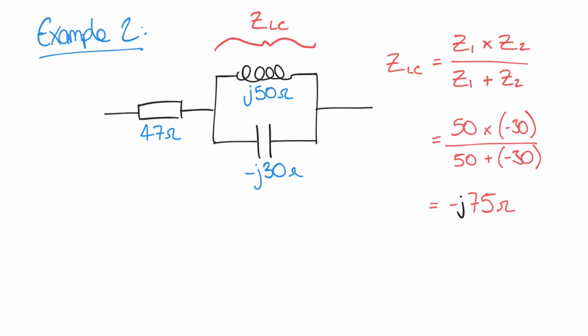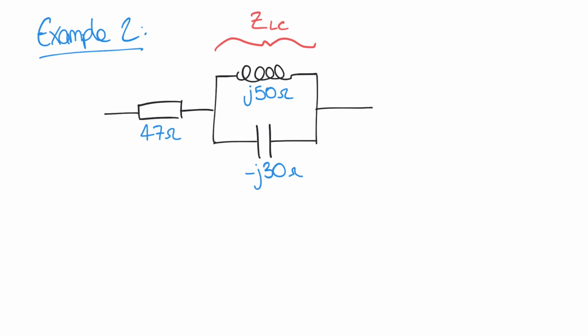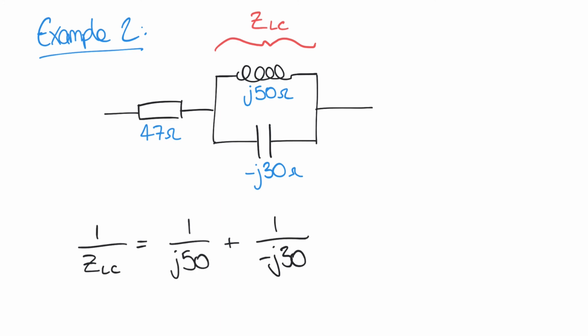Let's prove that by working it out as though we were working it out properly with the j term, and we'll see that we actually do get the same answer. And we saw above that we can use either formula, but we'll just use the one for this example. Let's use this one here. 1 over ZT, or 1 over ZLC in this case, is going to be 1 over ZL, the impedance of our inductor, plus 1 over ZC, the impedance of our capacitor. And putting some values in, we have 1 over j50 plus 1 over minus j30.